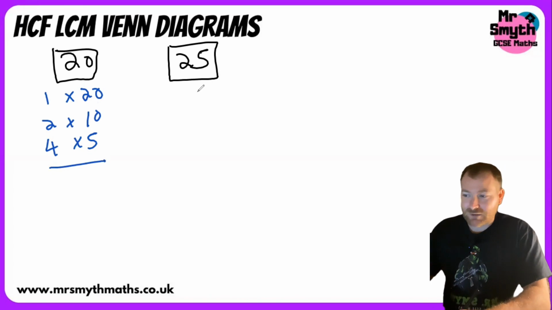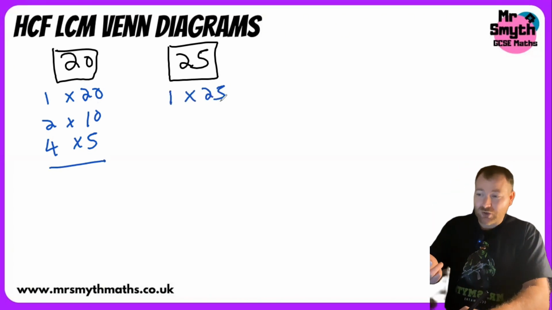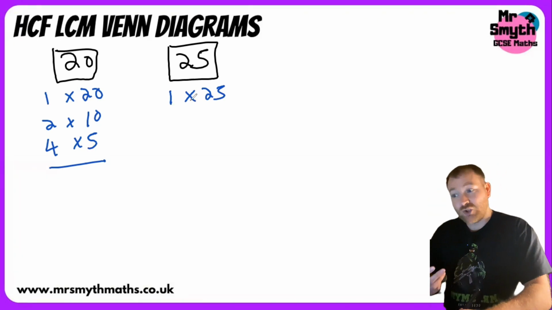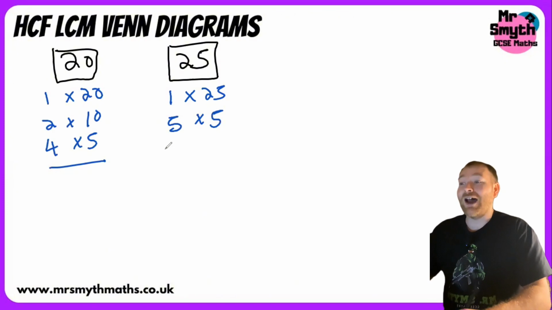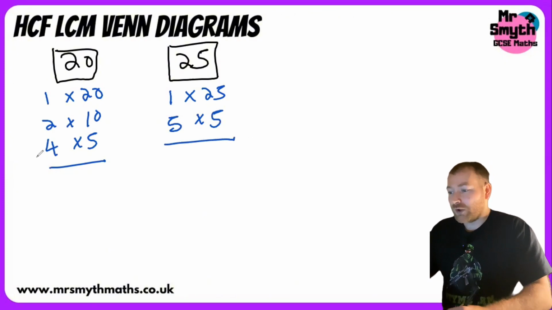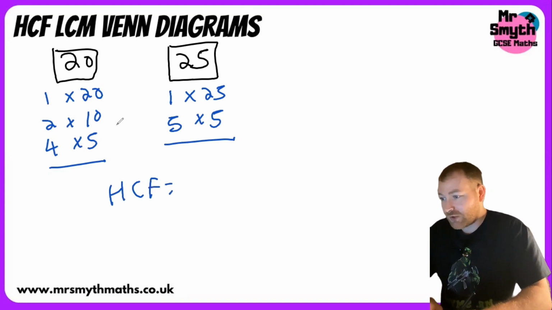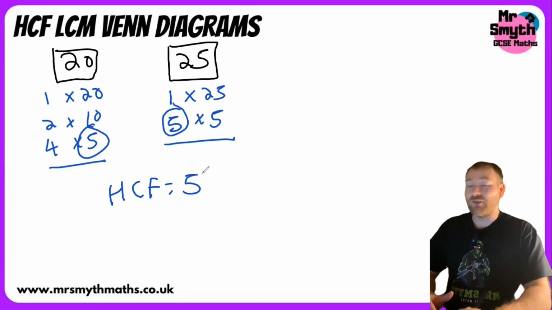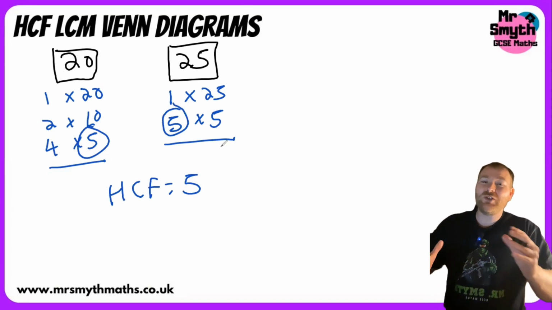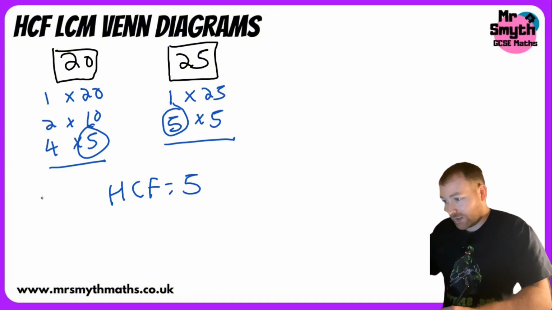Let's do the same for 25. We have 1 times by 25. 2 doesn't go in. 3 doesn't. 4 doesn't. 5 does. So 5 times by 5, and that's where we stop. So what is the highest common factor between these two numbers? We can see the largest number quite clearly is 5 in both lists. So we say the highest common factor is 5. And this works for all the numbers, but sometimes when it's a really big number, it can be quite challenging. Hence why we need to use Venn diagrams.